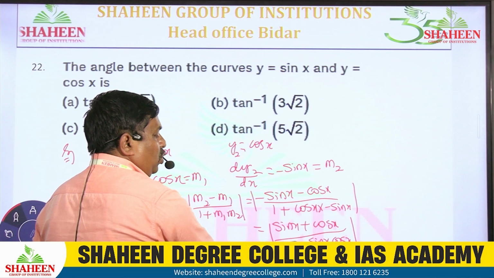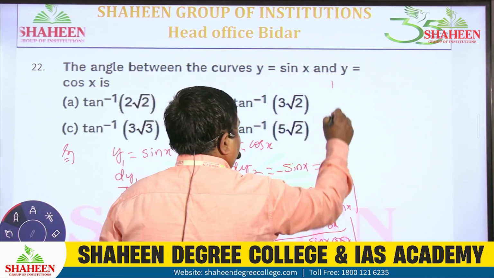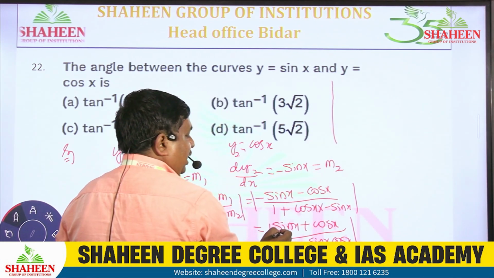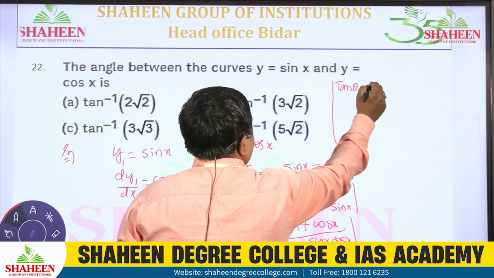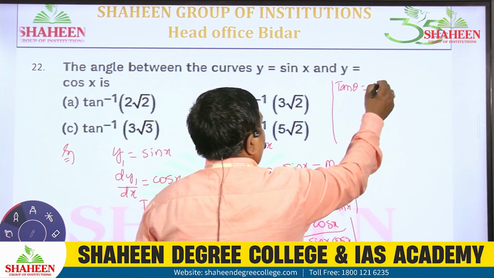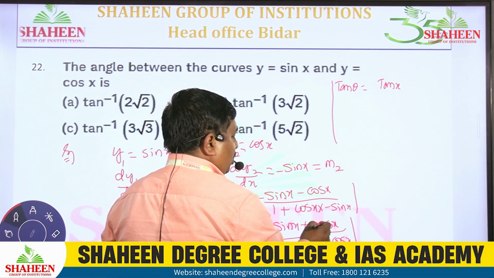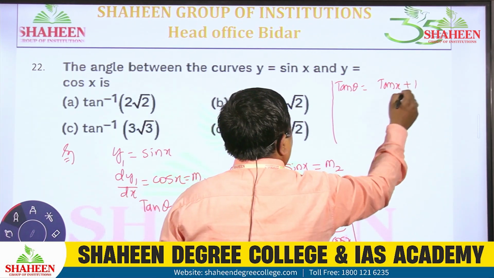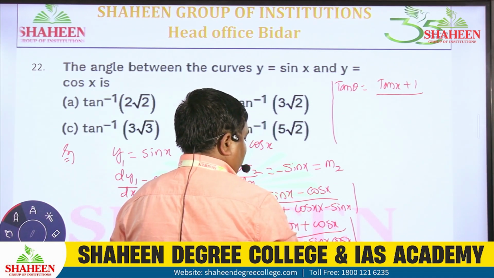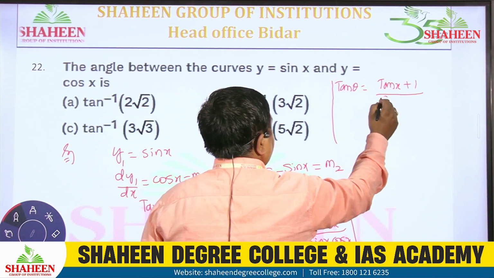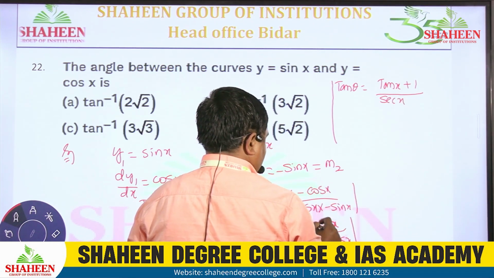If we divide this equation by cos x, then sin x by cos x becomes tan x. This tan theta is equal to tan x plus cos x by cos x, which is 1, divided by 1 by cos x, which is sec x, minus sin x.